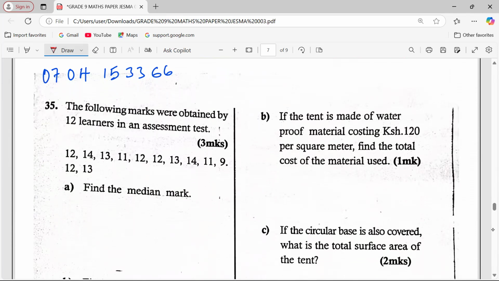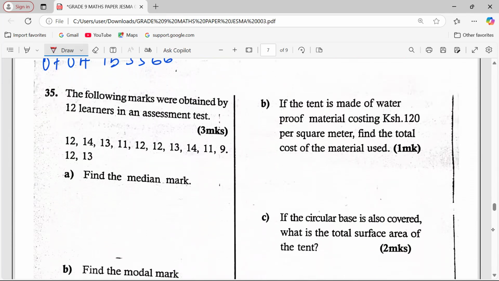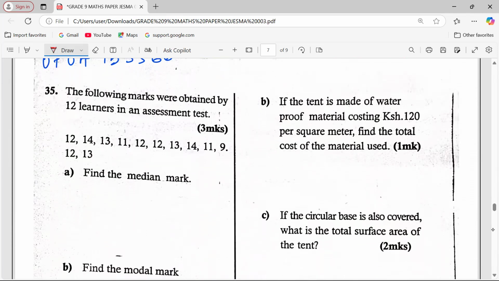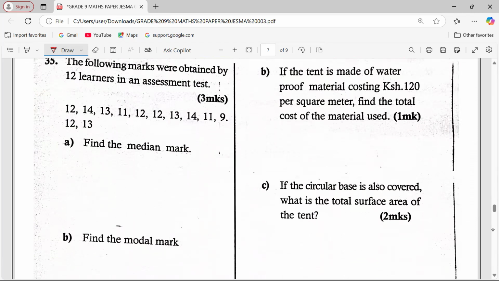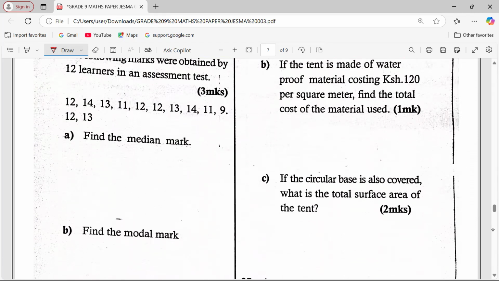35, we are back to statistics again. The following marks were obtained by 12 learners in an assessment. The marks are listed there. Part A, find the median. Median mark is the mark which will be at the middle position when the data is arranged in ascending order.